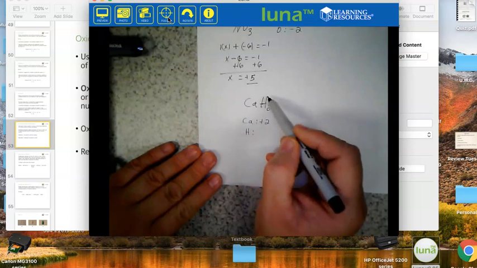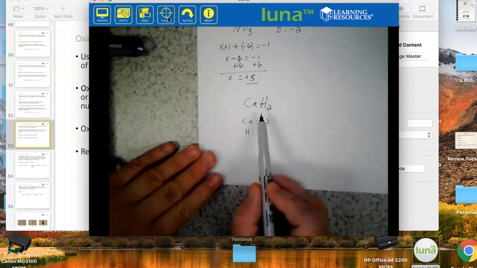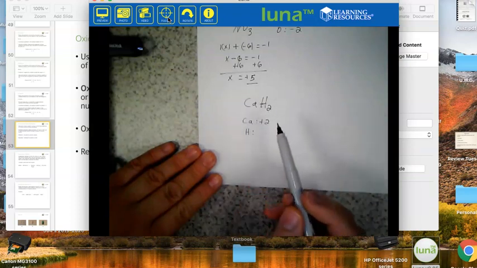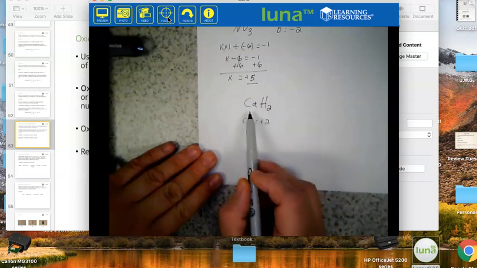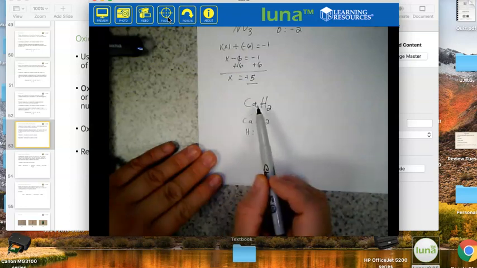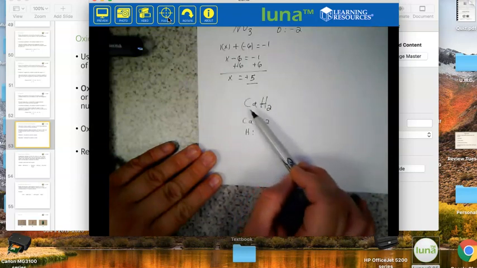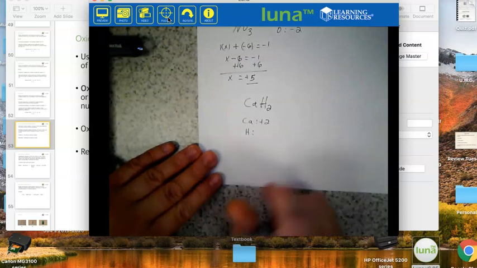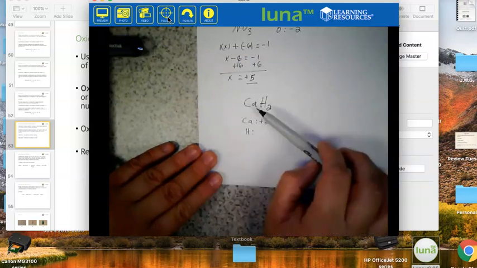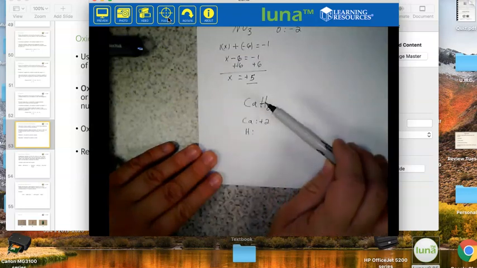Hydrogen is usually +1. However, in this case, it's going to be -1 because it's bound to a group 2 metal. So when you have hydrogen and a group 1 or group 2 metal coming together, hydrogen is going to end up being -1 instead of +1.